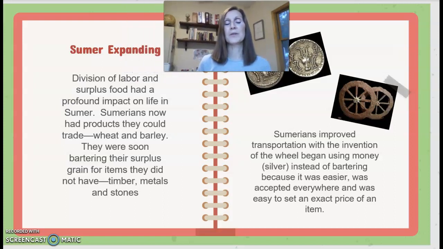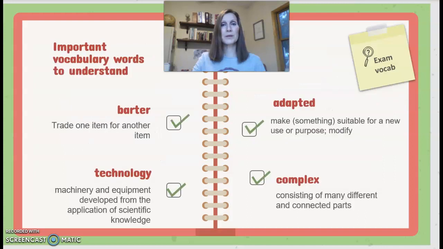Division of labor and surplus food had a profound impact on life in Sumer. Sumerians now had products they could trade, wheat and barley. They were soon bartering their surplus grain for items they did not have, timber, metals, and stones. Sumerians improved transportation with the invention of the wheel. They began using money, silver, instead of bartering because it was easier, and it was accepted everywhere. And it was easy to set an exact price of an item because when they were using barley or cloth or grain, anything to exchange, there was a different weight, different quality, different quantity, obviously. So that was a little bit more difficult.